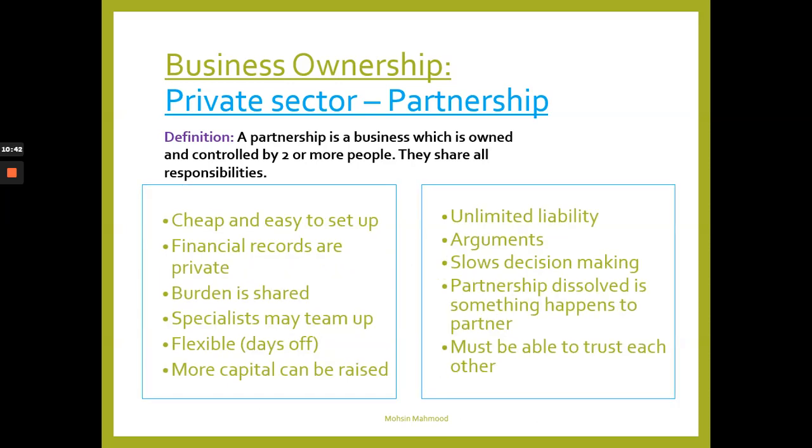Some advantages again is that it's cheap and easy to set up. Financial records are private, but the burden is shared now. Okay, it's not just one person making decisions or one person having to do all of the work. It's shared. Okay, and that may be seen as an advantage. Specialists may team up. Okay, so in a partnership now, we've got specialists that may come together.